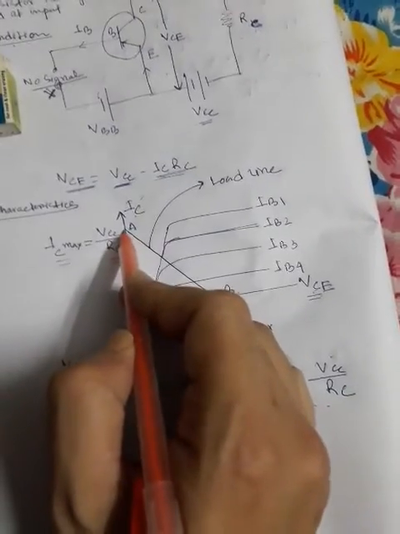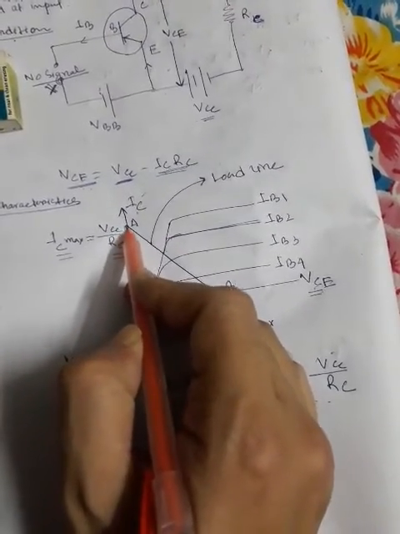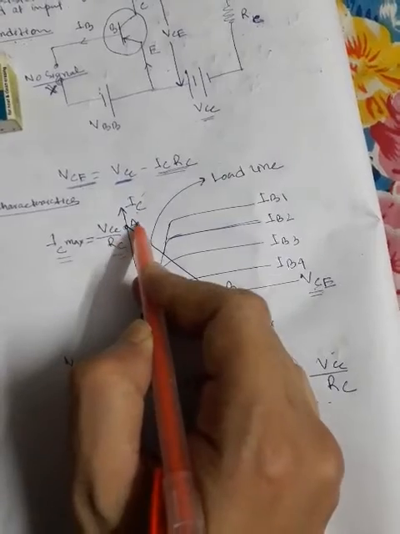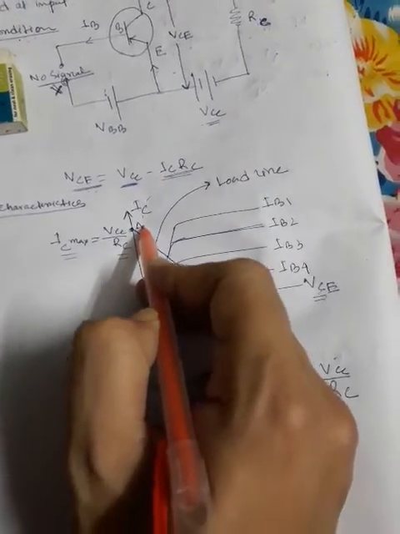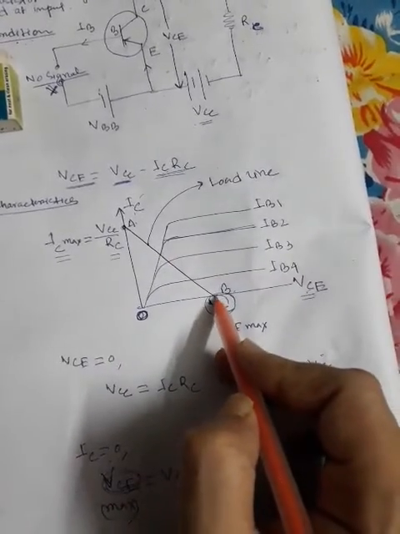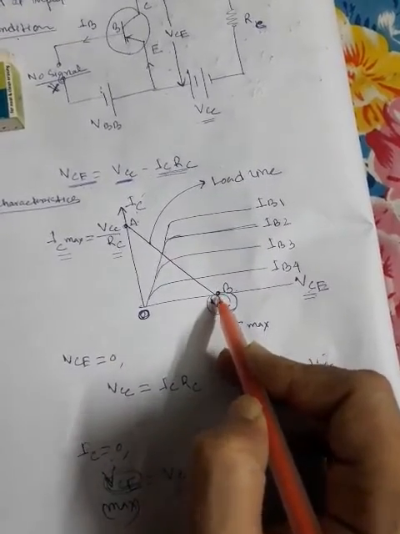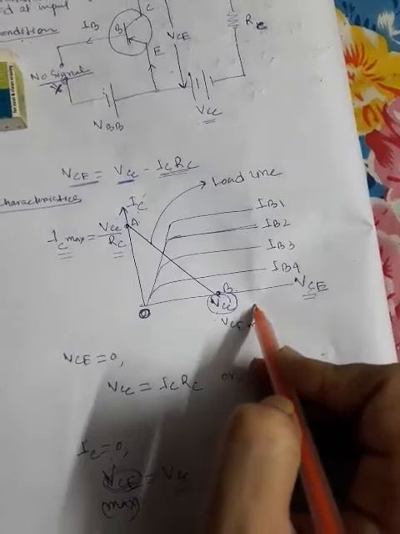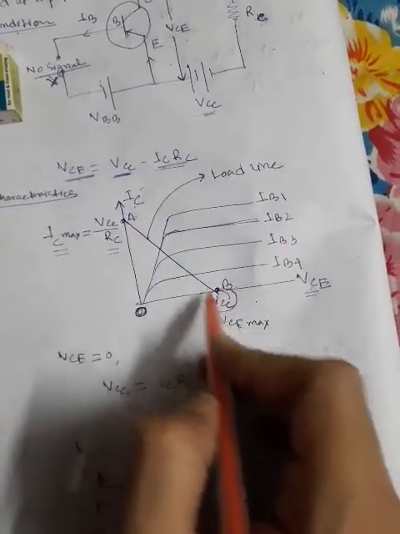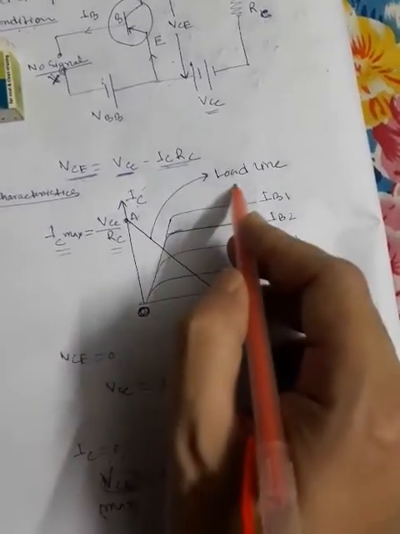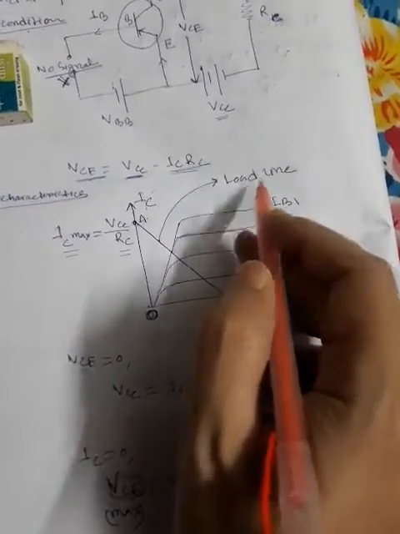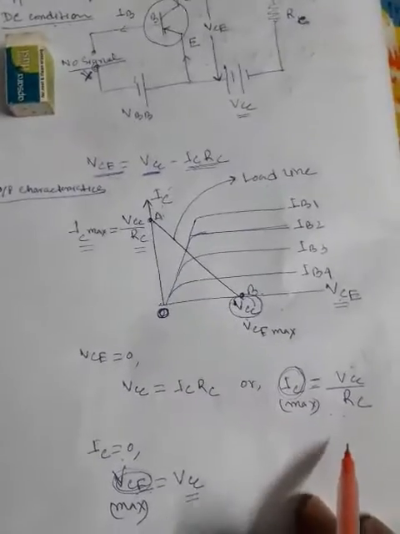Now see, this point is named as A, which is the saturation point, and this point B is named as the cutoff point. Now the line joining the saturation and the cutoff point is called the load line, or DC load line in particular.